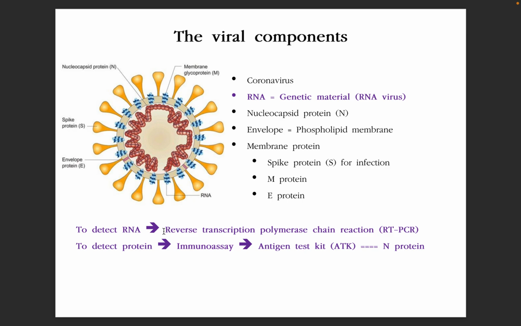Specifically, detection for the viral particle, RNA and nucleocapsid protein or N protein, are of interest. Of course, reverse transcription polymerase chain reaction or RT-PCR must be implemented for detection of the viral RNA. In the meantime, immunological assay must be applied for a specific antigenic protein of the virus. This technique is known as the antigen test, by a commercial kit so-called antigen test kit or ATK.